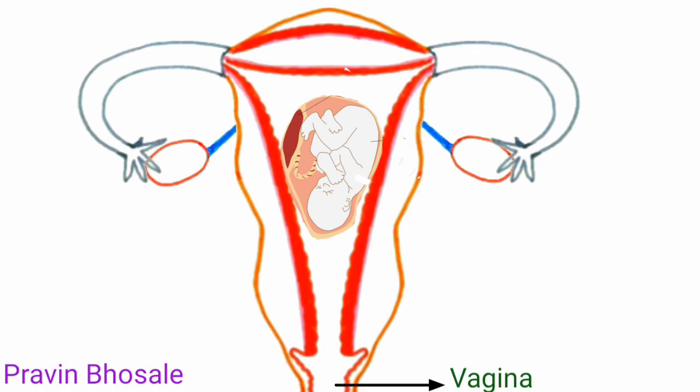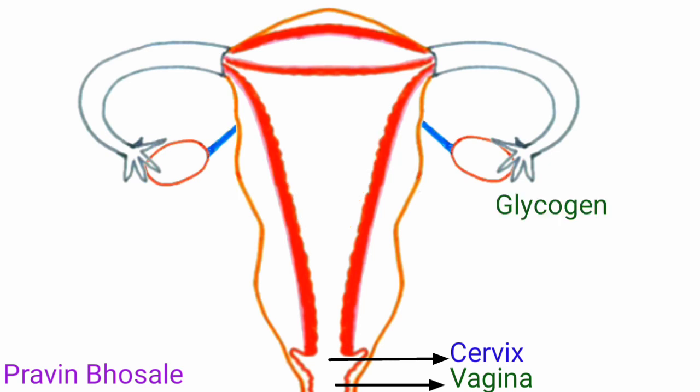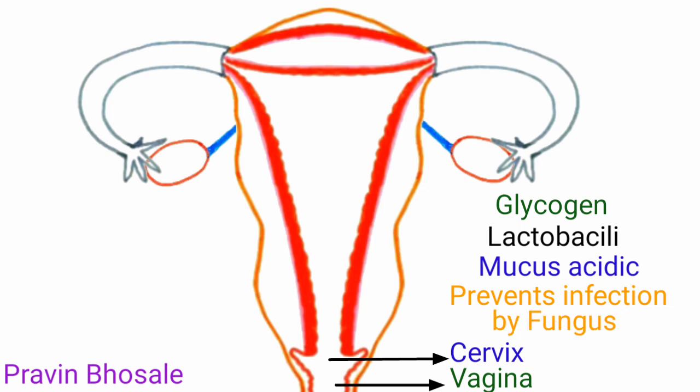Vagina: it is a highly collapsible and highly distensible fibromuscular tube in which the cervix opens. It measures about 7.5 cm to 10 cm in length. It opens into the vestibule of the vulva. The inner lining cells of the vagina store glycogen. Vaginal bacteria, mainly lactobacilli, ferment the glycogen and this makes the mucus acidic. The highly acidic medium in the vagina prevents infection by fungus.